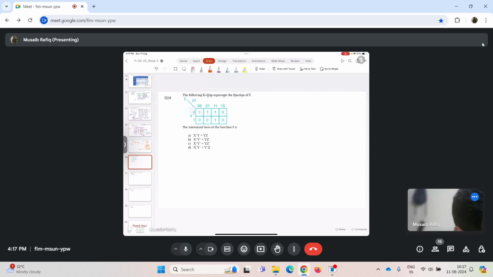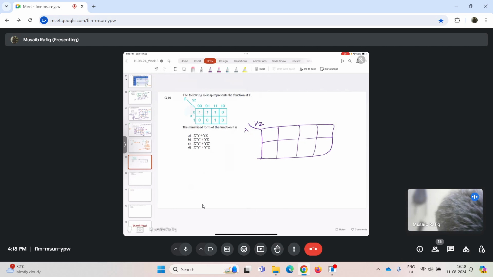Now question number 14. The following K-map represents the function of f. The minimized form of the function f is, so again it's a three variable K-map. We need to find its minimized expression. So I'll just construct it here again. This is x, this is yz. So it's x bar, x, y bar z bar, y bar z, yz, yz bar. So it is 1, 1, 1, 1.